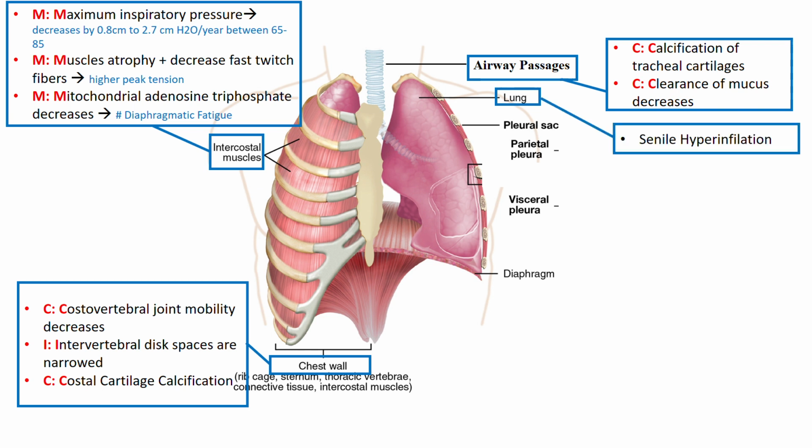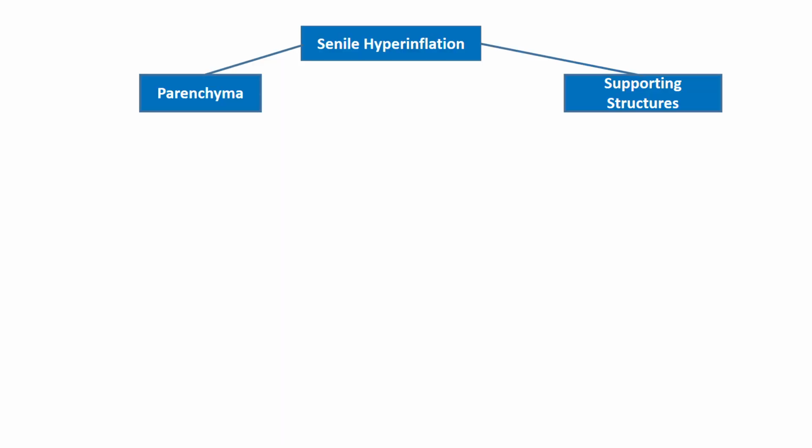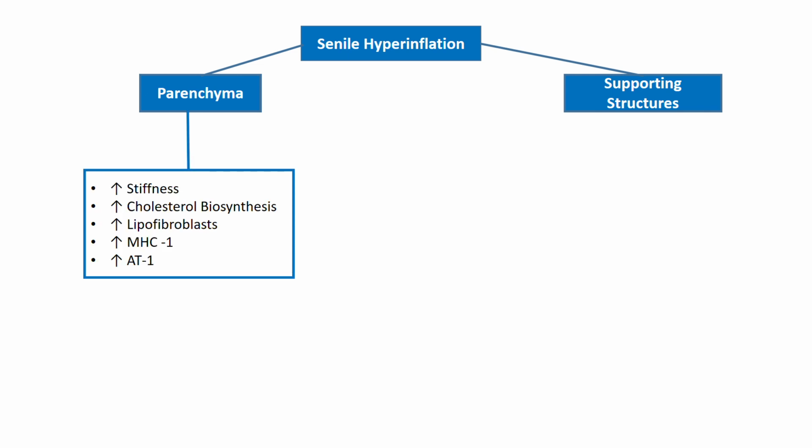In the lung, there's what's called senile hyperinflation. What's meant by senile hyperinflation? We can discuss the changes in two categories. First of all, the parenchyma, and then supporting structures. Concerning the parenchyma, the stiffness increases, the posterior bicensus increases, lipofibroblasts increase, MHC1 increases, and also alveolar type 1 cells increase. All of these decrease the compliance and precipitate respiratory failure.